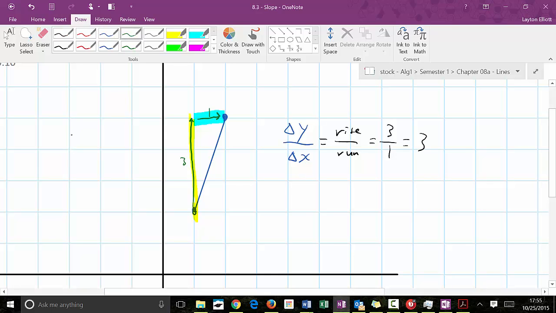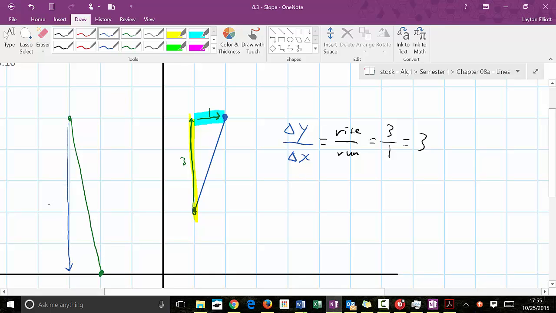If I do a slope over here and connect those, what I can see is that my change in y is actually a negative 5. I'm going down 5, and then I'm going right 1. So if I do my rise over run there, it'd be negative 5 over 1, or negative 5. That would be the slope of that.